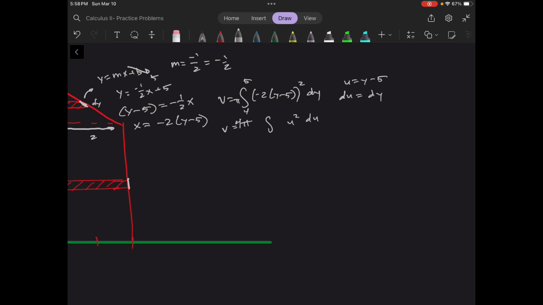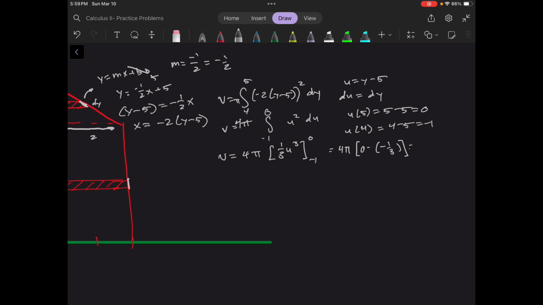And let's just change the y bounds. If we plug in 5 into u, we get 5 minus 5 and we get 0. When we plug in 4 into u, we get 4 minus 5, which is -1. So instead of going from 4 to 5, we're going from -1 to 0 now. So volume equals 4 pi times 1/3 u cubed, evaluated at 0 and -1. So it equals 4 pi times 0 minus -1/3, which is just 4/3 pi. Okay.